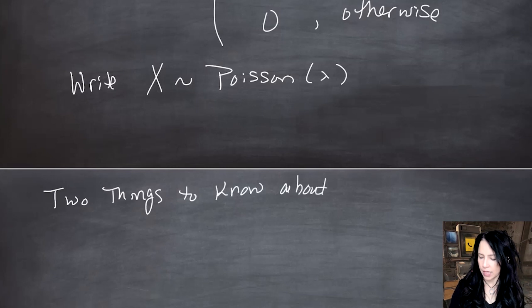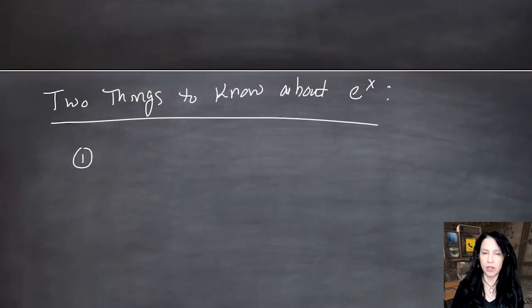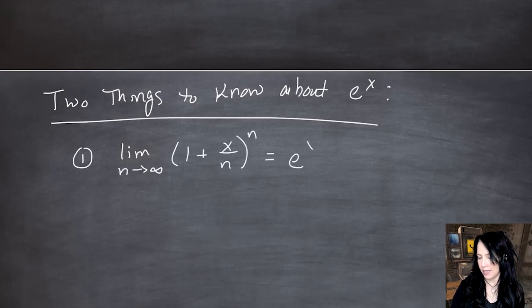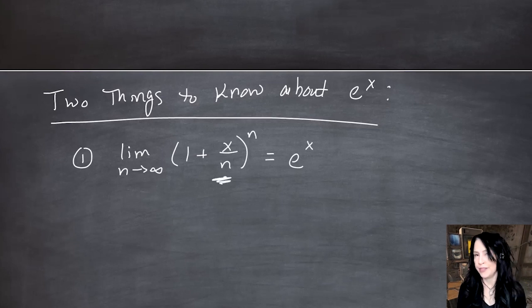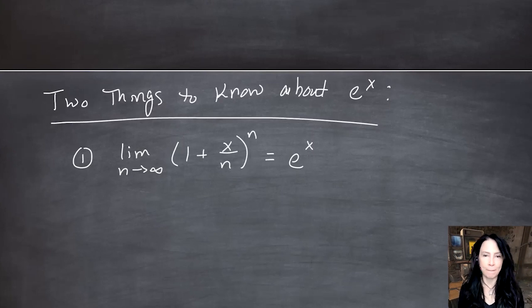About e to the x. Number 1 is to recall how you get it from a limit. The limit as n goes to infinity of (1 plus x over n) to the n is how you define e to the x. So this is going to 0, so the thing in the parentheses is going to 1, but you don't get 1 to the n because that n in the exponent is moving at the same time. You get this cool balancing act where you see e to the x.